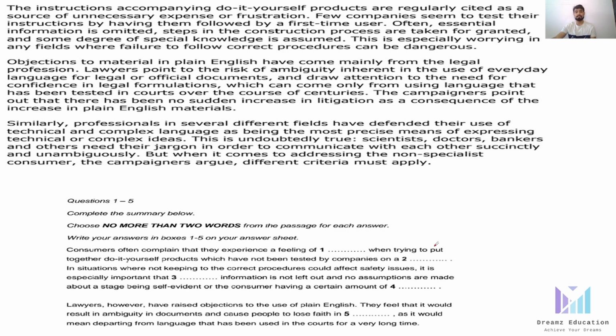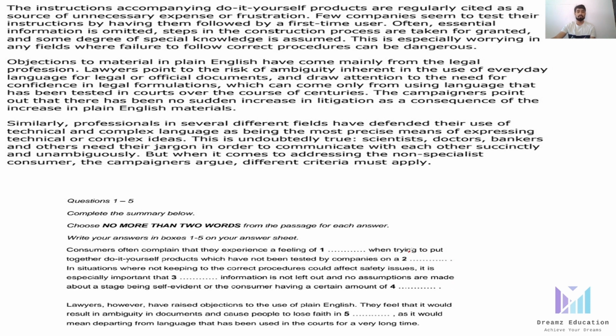But the difference is all the questions here are related. In sentence completion, each and every question was individual, not related to each other. But in this case, the questions are related. And the name itself suggests it is a summary completion, and the summary will be taken from one particular paragraph.